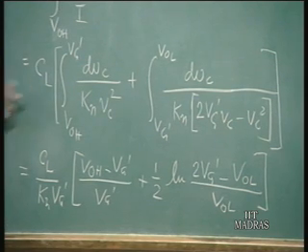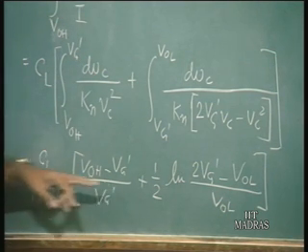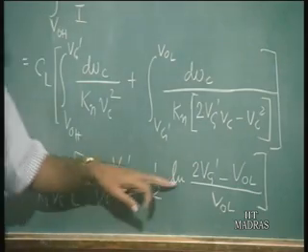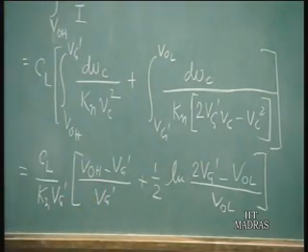Once you solve this differential equation, you get a relation like this: CL by Kn VG prime into [VOH minus VG prime by VG prime plus half ln twice VG prime minus VOL by VOL]. This is the expression of the fall time of the output waveform.